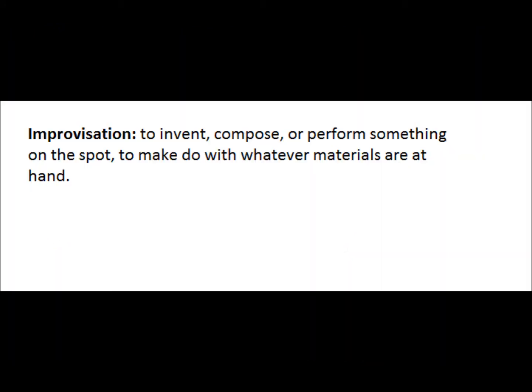What we just did was a brief demonstration of a way to improvise over the chord progression and strumming pattern that you just learned. Now let's take a look at the dictionary definition of what it means to improvise. Improvisation: to invent, compose or perform something on the spot, to make do with whatever materials are at hand. Basically, my approach was based on the last part of the definition, in which I used the ukulele more as a fusion of percussion and string instrument rather than just a regular ukulele.